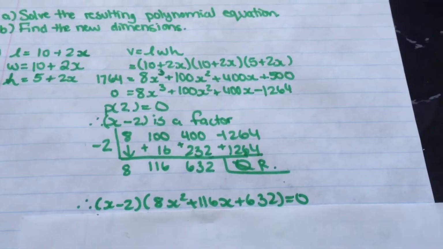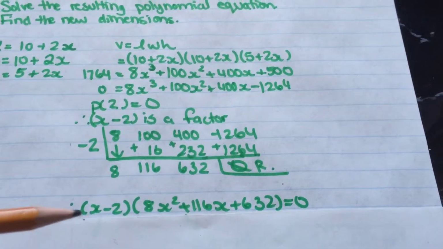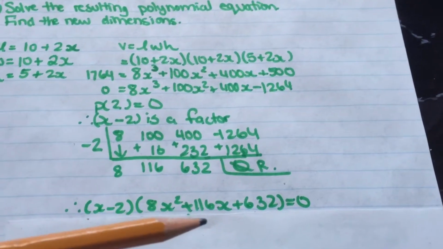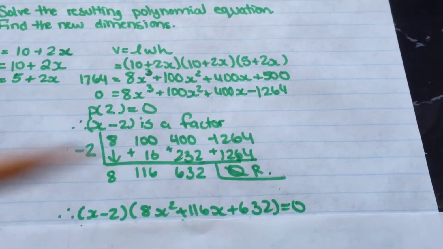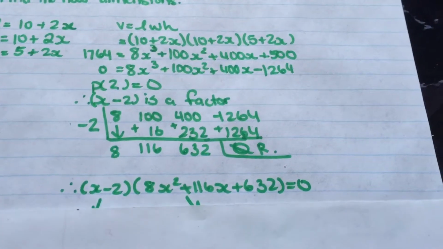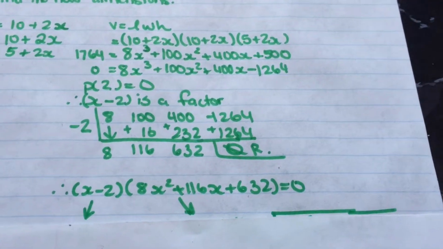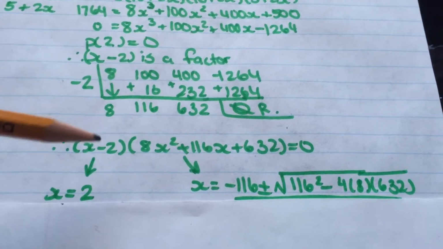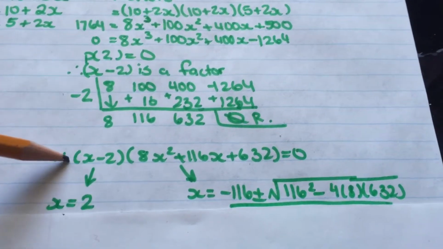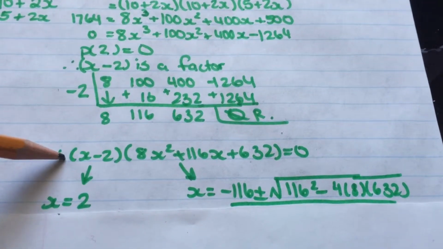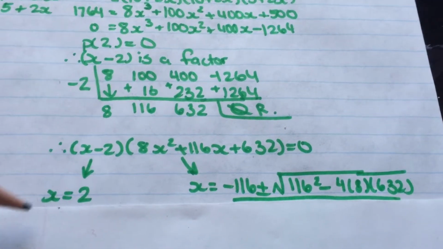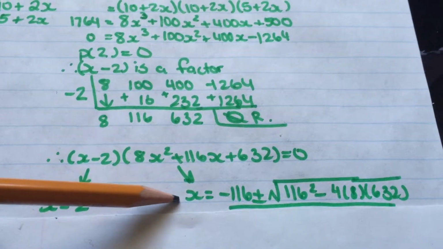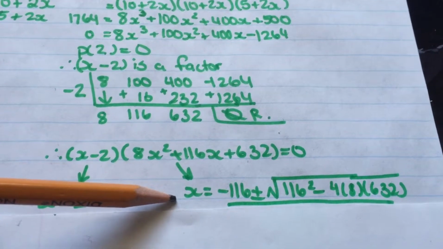And then we write a therefore statement. So x minus 2 multiplied by 8x squared plus 116x plus 632 equals 0. After that, what we do is find all the values of x. In order to do that, we equate this to 0. So if x minus 2 equals 0, then x would equal 2. And then for the quadratic, we try to find the factors of it.